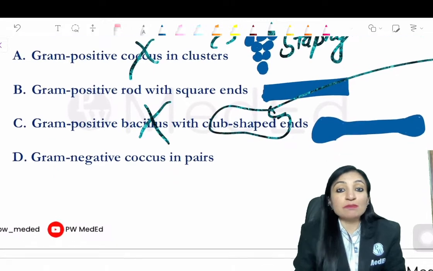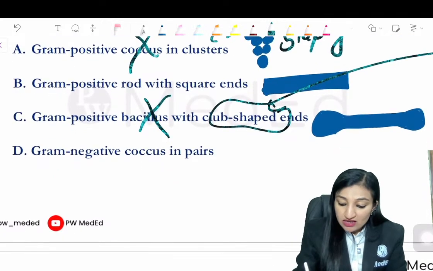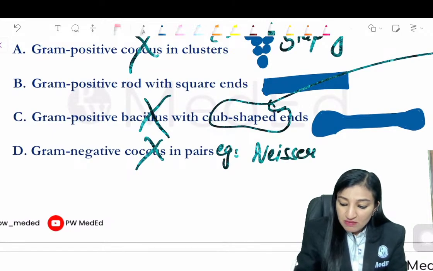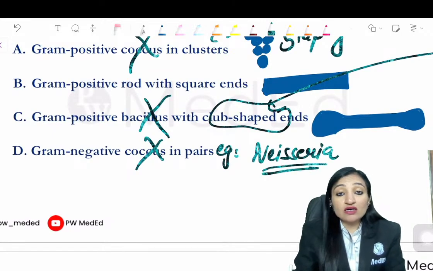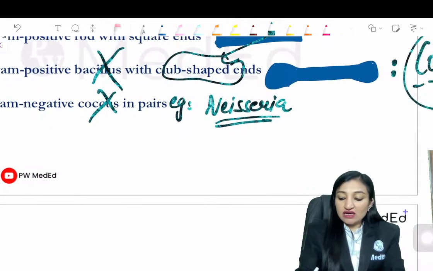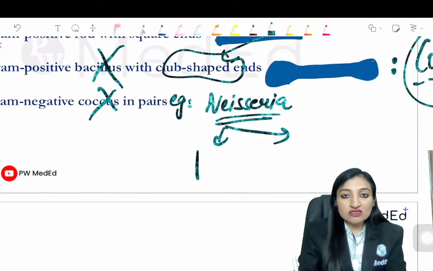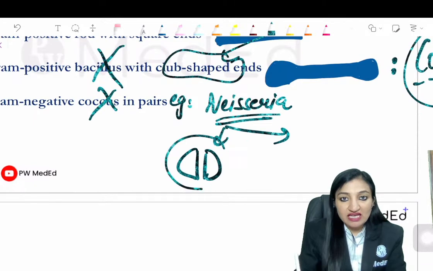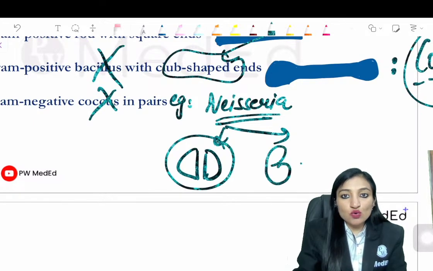Gram negative coccus in pairs. That is gram negative diplococci. This also is wrong. What is the example? Neisseria. Remember, all cocci are not spherical. We have got gram negative cocci like Neisseria. We have got meningococcus, which is plano-convex like this, which is encapsulated, and we have got gonococcus.